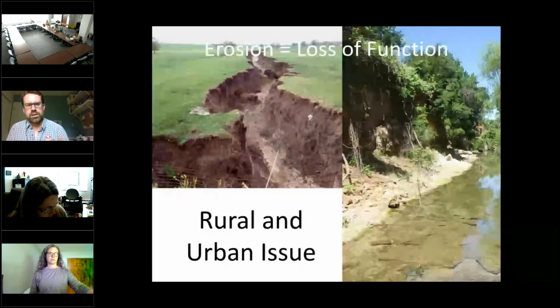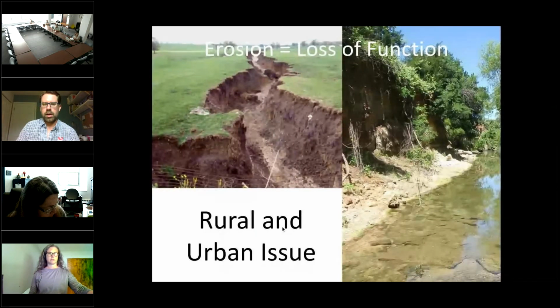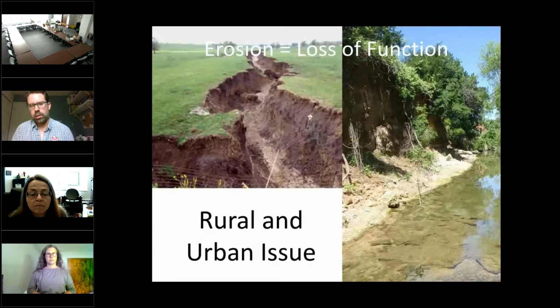The other way is to increase the flow of water moving through that system. So if you have a stream channel like here on the right in an urban environment, with more impervious surface and more runoff flowing through there, you'll get erosion that way as well. So it's usually a combination of things going on there.